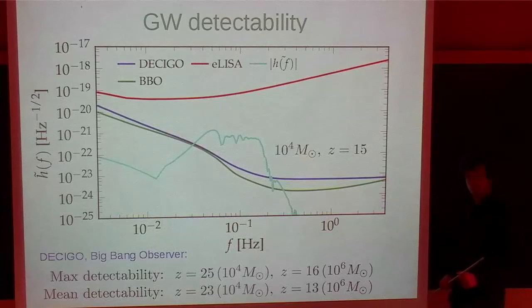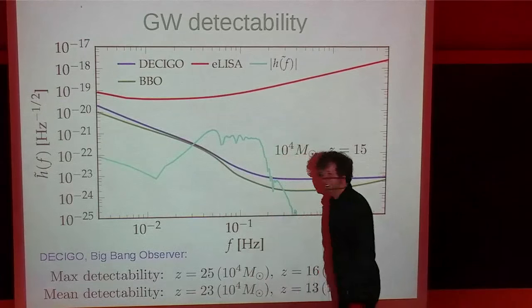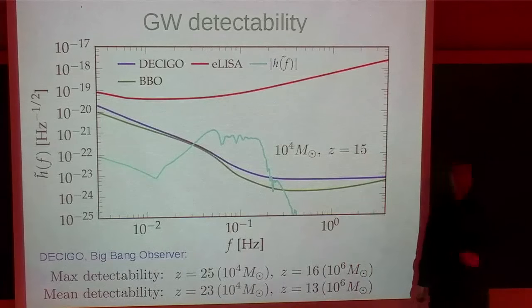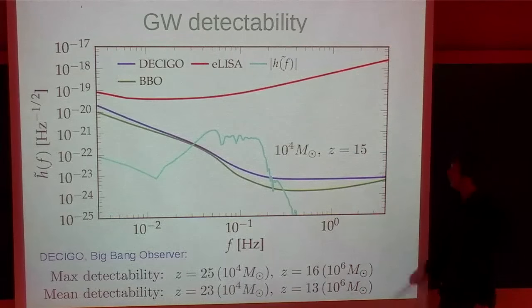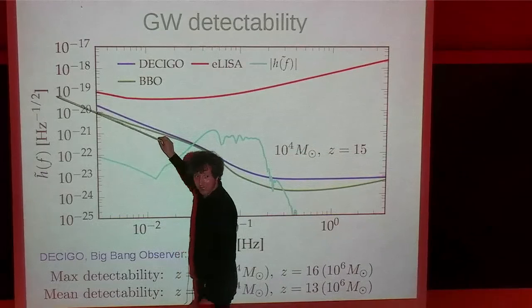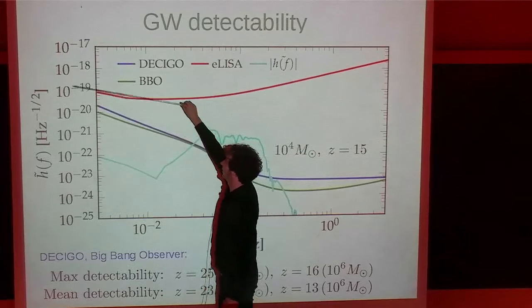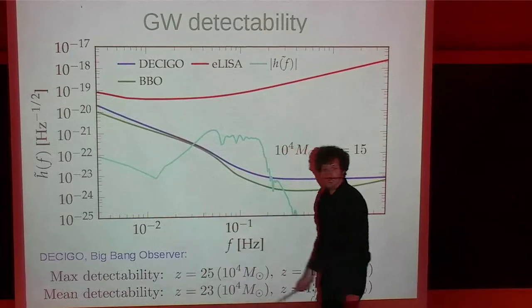Bertha's point is that the sensitivity for eLISA and the BBO is almost the same. Yeah, here. But no, well, I don't see the point. I mean, the point is that's 10^4 solar masses, right? This is 10^4, yeah. If you shift, yeah, you would move it over here, that's right. But the amplitude would not be sufficiently high to enter this band.